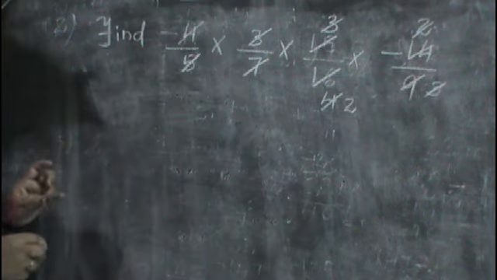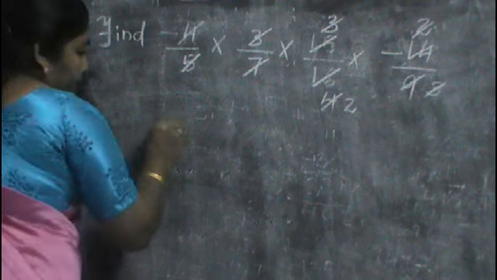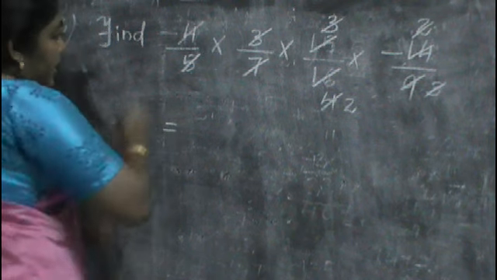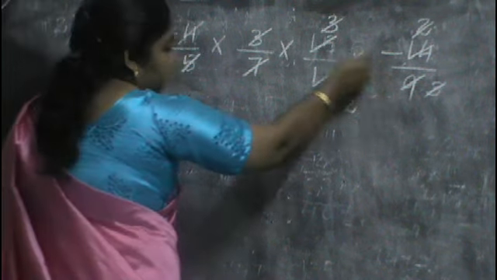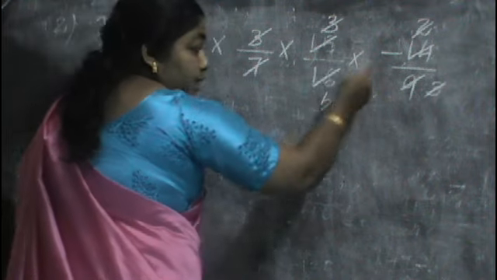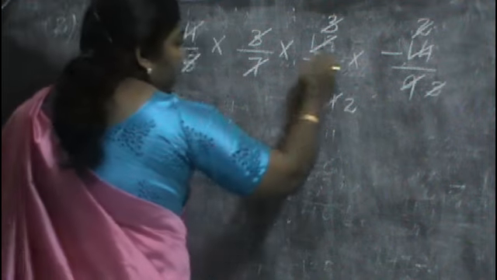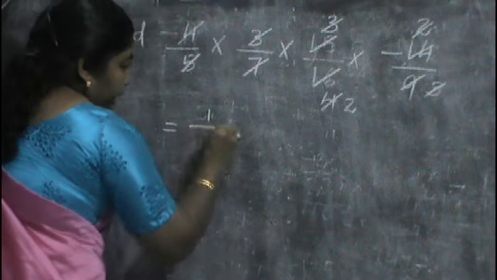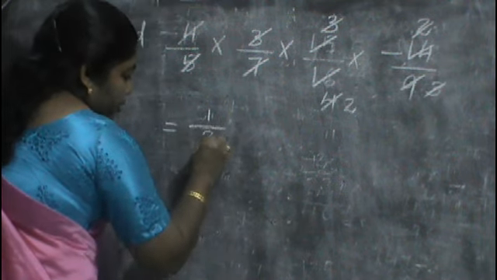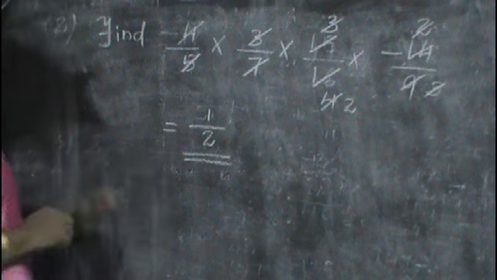Now any more numbers? No. Now we can decide the sign. Here minus, here also minus. Minus into minus is plus. And in the numerator only 1 and in the denominator only 2. So the answer is 1 by 2.